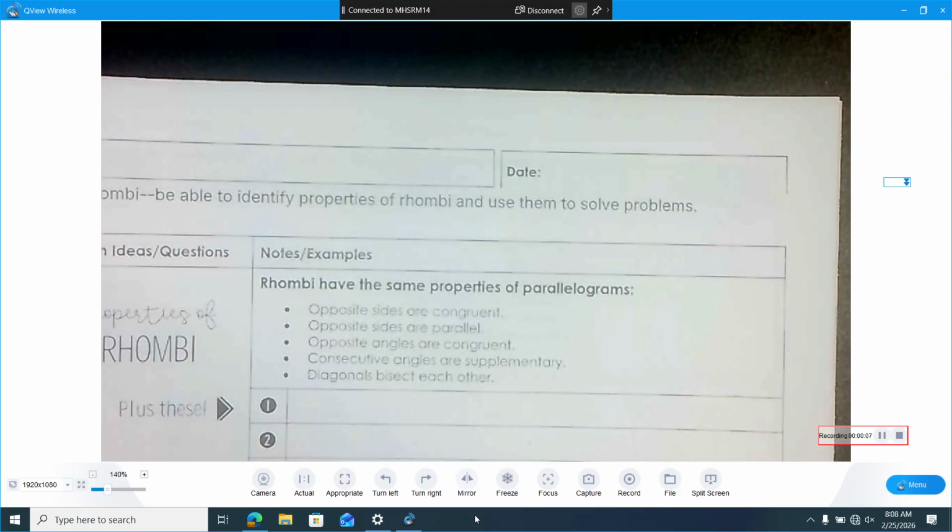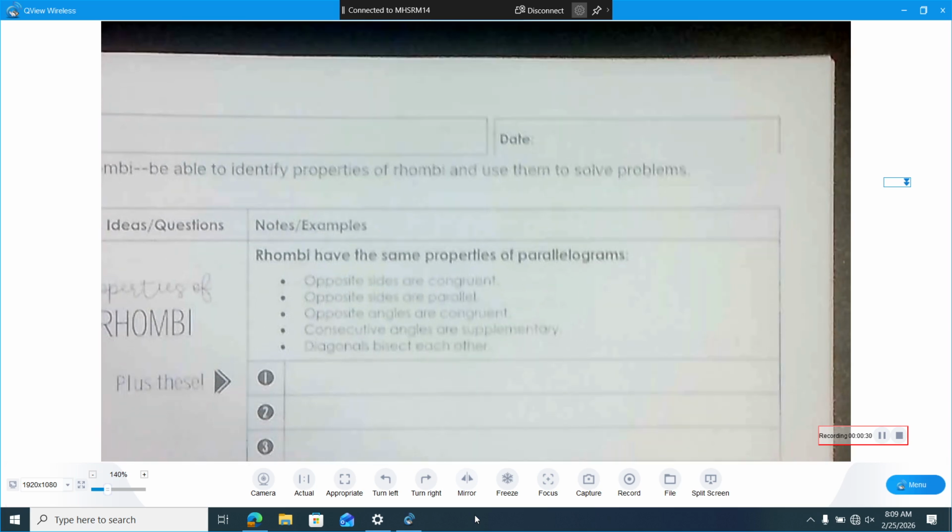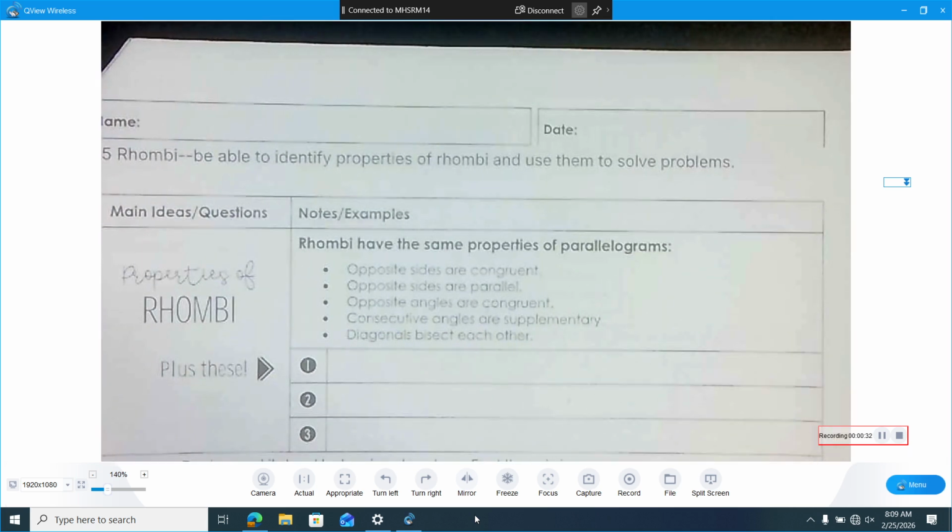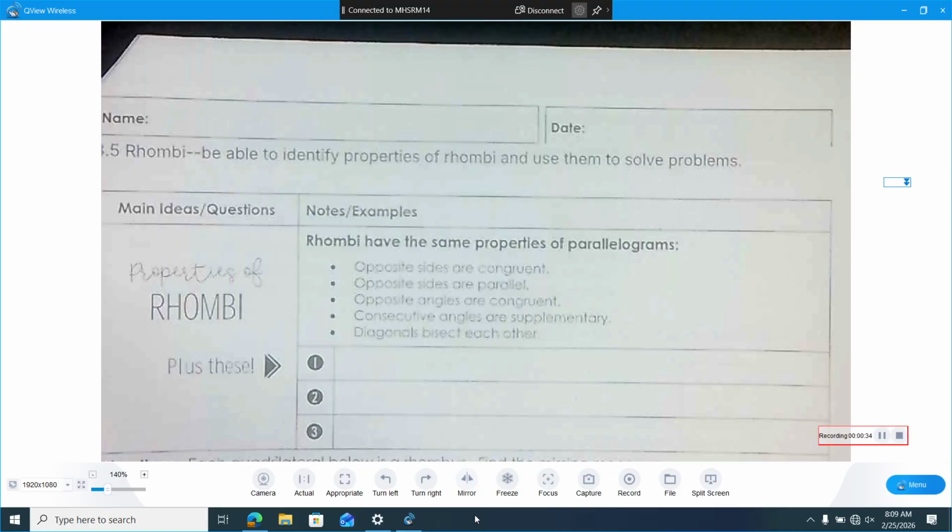All right, we've talked about parallelograms. More specific parallelograms were the rectangles. So we talked about rectangles. They are also parallelograms. A rectangle is also a parallelogram, but it had right angles and congruent diagonals. So today we're talking about rhombuses or rhombi, and we want to be able to identify properties of rhombi and use them to solve problems.